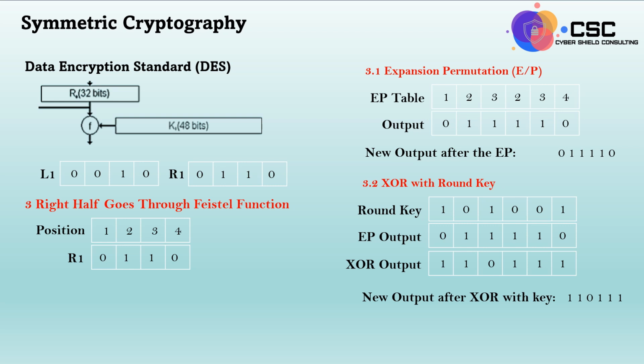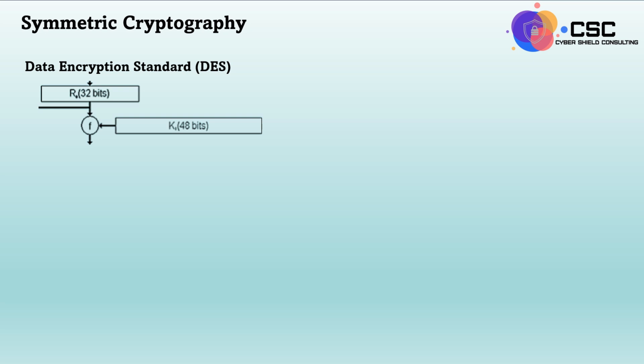Next, this XOR output will pass through the S-box substitution step, which further scrambles the data by replacing bits with predefined values. Let's move to the next step. Now that we have performed the XOR operation with the round key, the next step in the Feistel function is the S-box substitution.